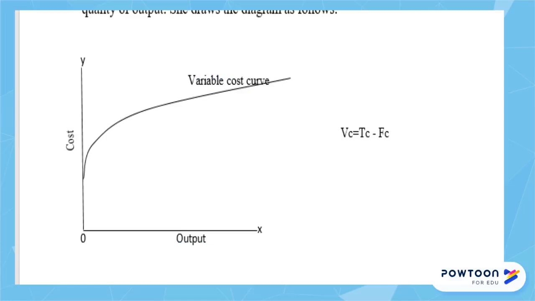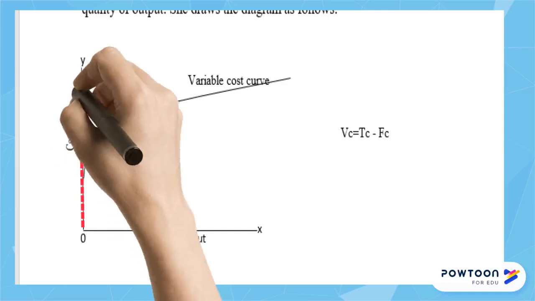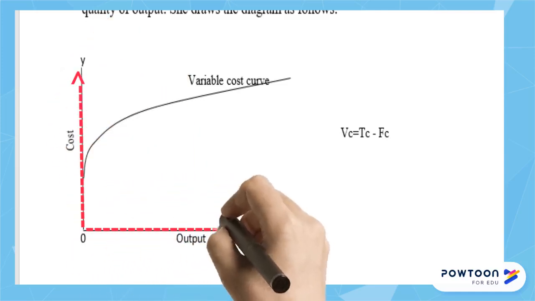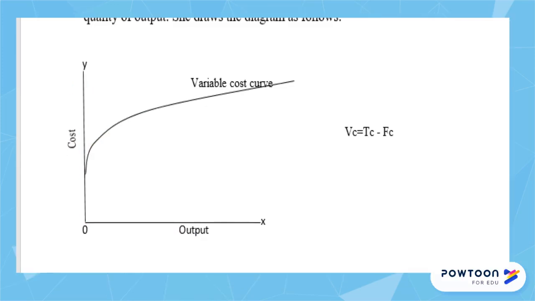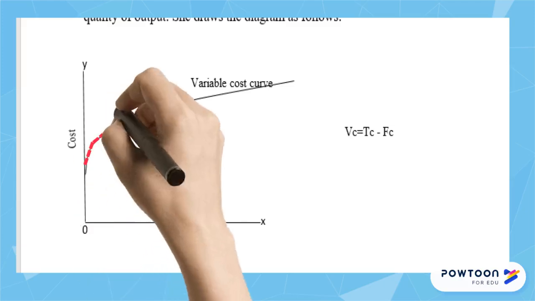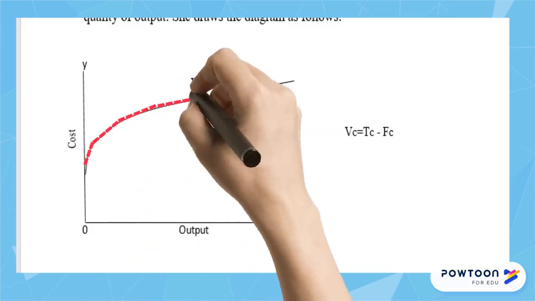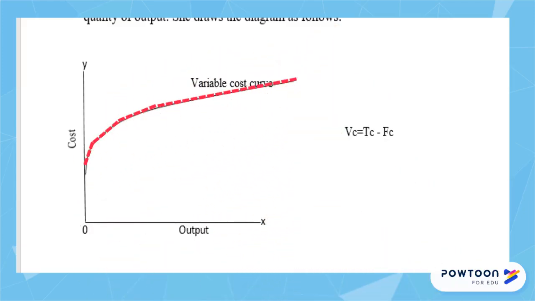This is the graph of variable cost. The y-axis represents cost, while the x-axis represents output. If you look at the graph of variable cost, it is not a straight line, which means that it varies as the output varies, as the quantity of output varies.